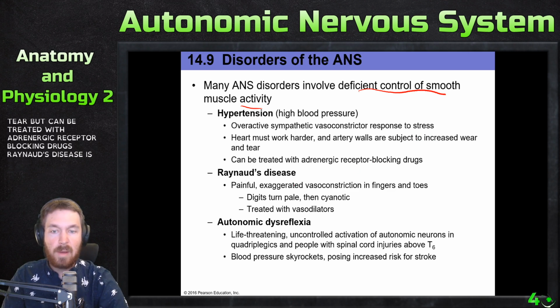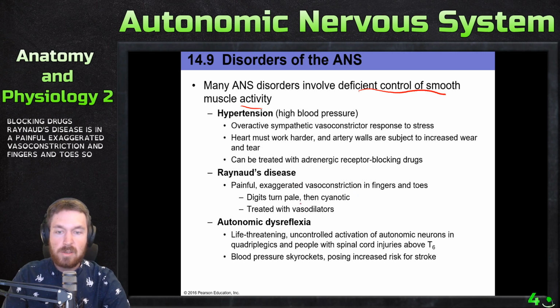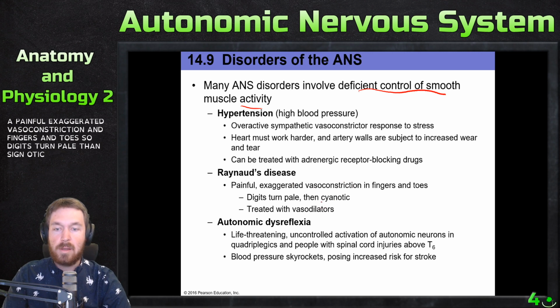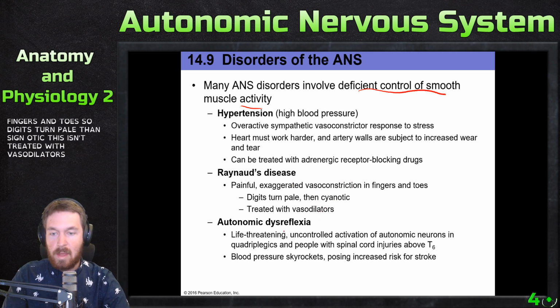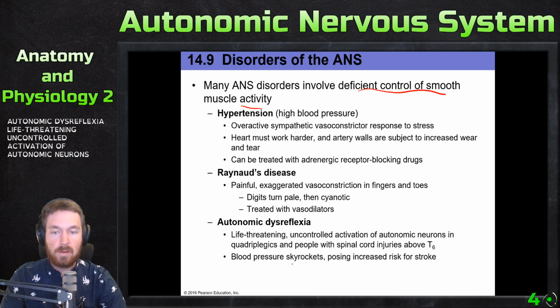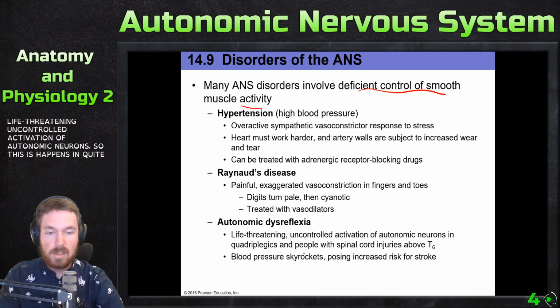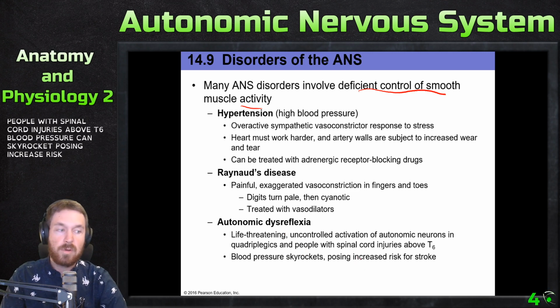Raynaud's disease is a painful, exaggerated vasoconstriction in fingers and toes. So digits turn pale, then cyanotic. This is then treated with vasodilators. And then autonomic dysreflexia, life-threatening, uncontrolled activation of autonomic neurons. So this happens in quadriplegics and people with spinal cord injuries above T6. So blood pressure can skyrocket, posing increased risk for stroke.